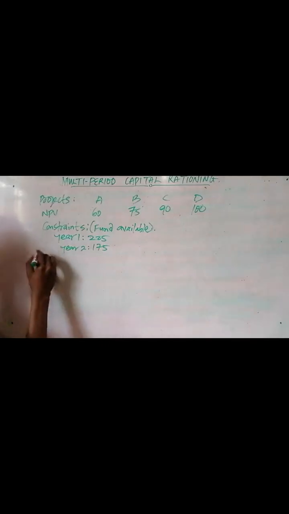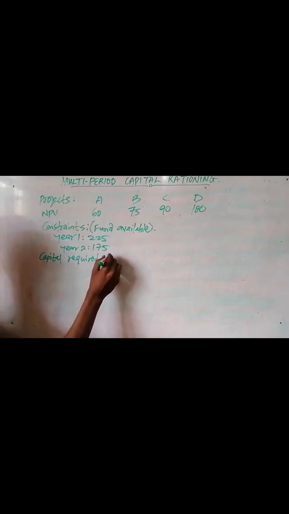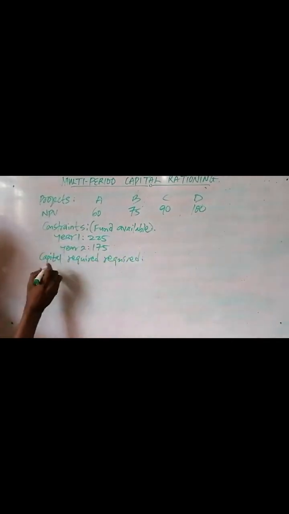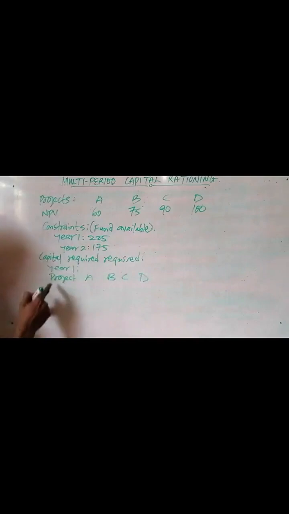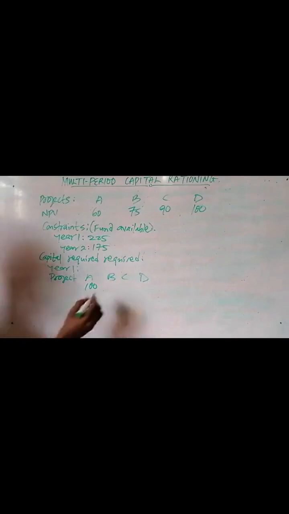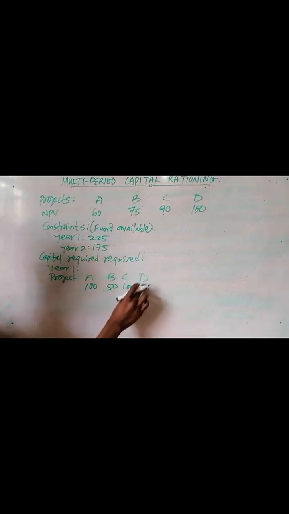Let's now say the capital required. So for projects A, B, C, D in year 1, the capital required for project A is 100, B is 50, C is 100, and D is 200.